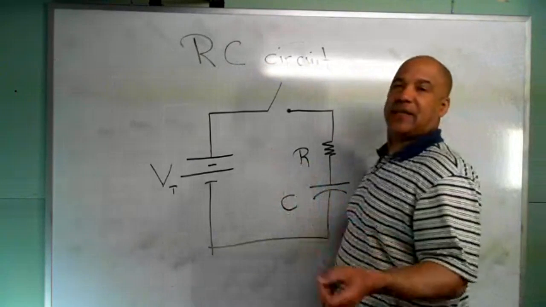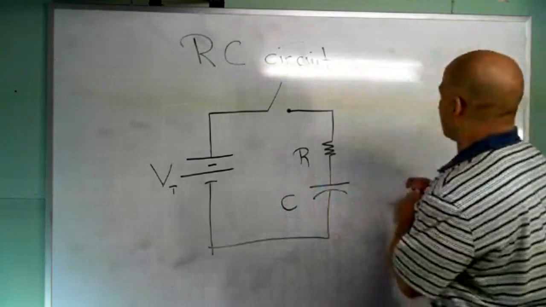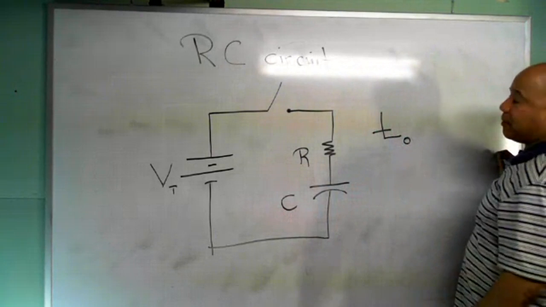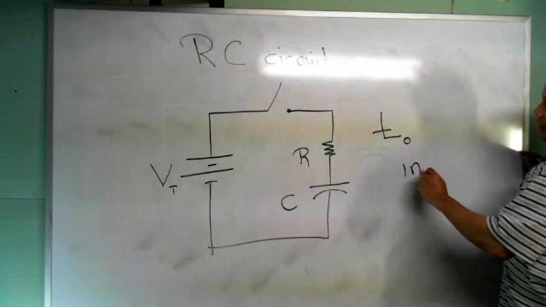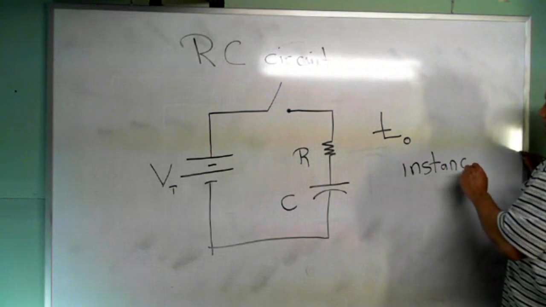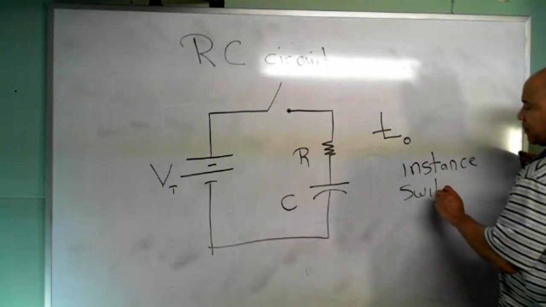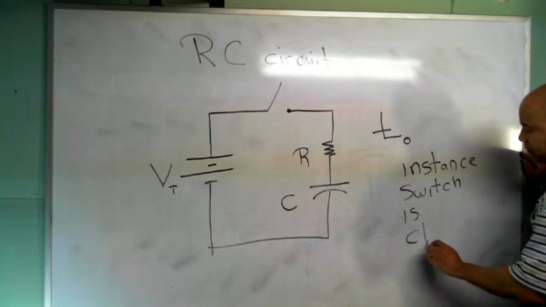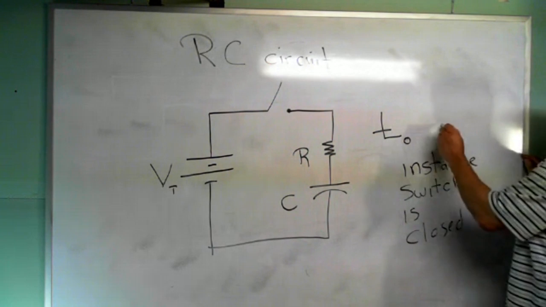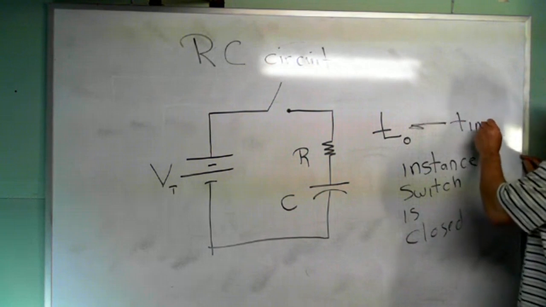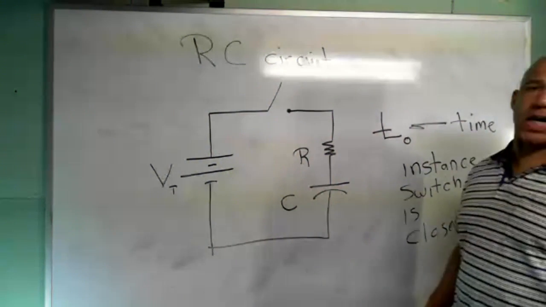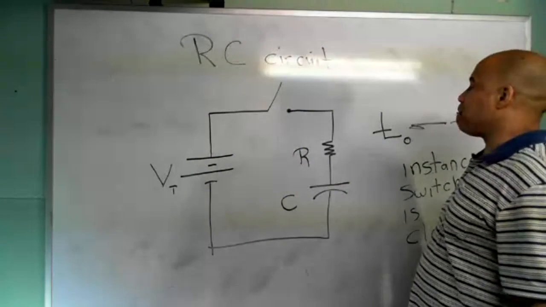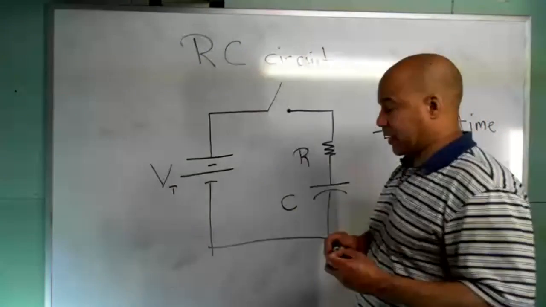When I close the switch, the very instant I close the switch, I'm going to call that T0. This is the instant the switch is closed. This is a time. T0 stands for the instant the switch is closed. So that's a time, T-I-M-E, time. Let's look at what happens when I do this.